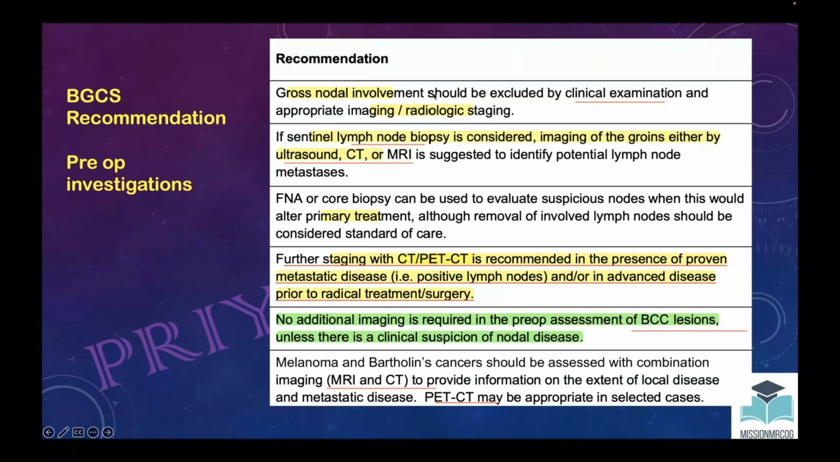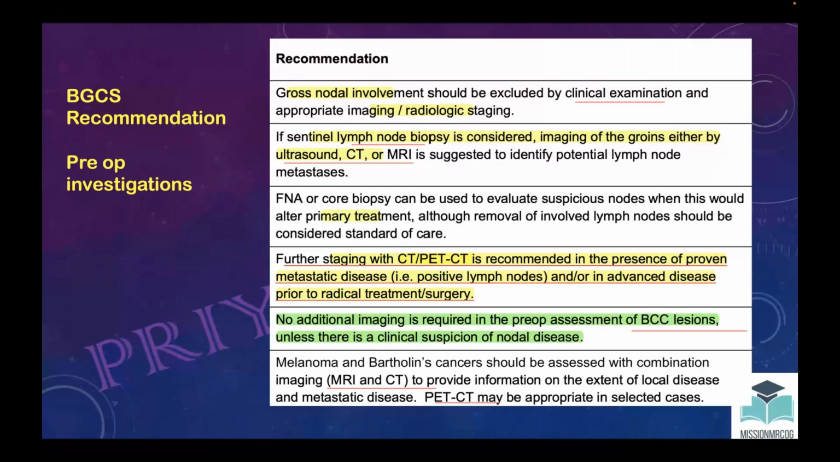Apart from this, imaging, and as sentinel lymph node biopsy is being considered, before that, imaging is to be done to find out whether an enlarged lymph node can be seen on the imaging or not. So it could be by USG, CT, or MRI. Now PET-CT, if metastatic disease, same thing I have told. So if it is an advanced disease or metastatic disease, at that time consideration for PET-CT can be done. So that treatment would be radical.